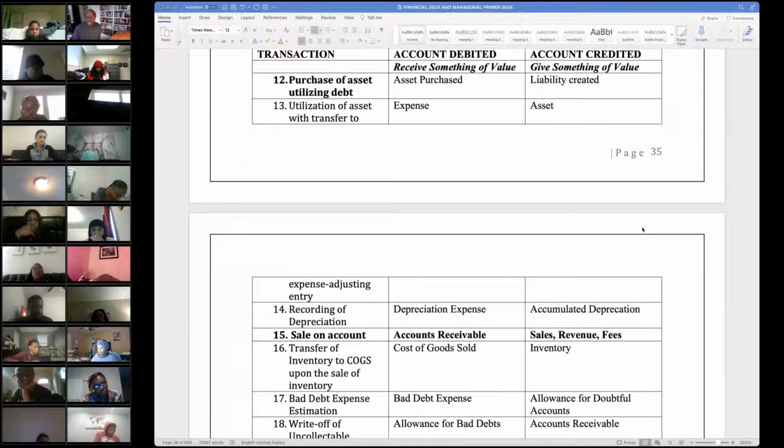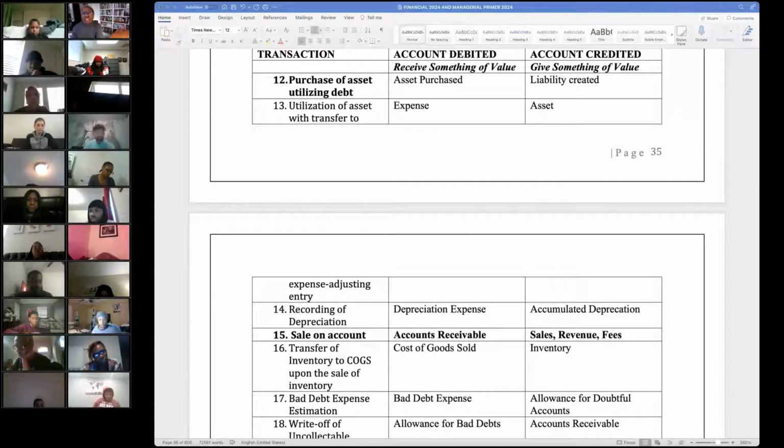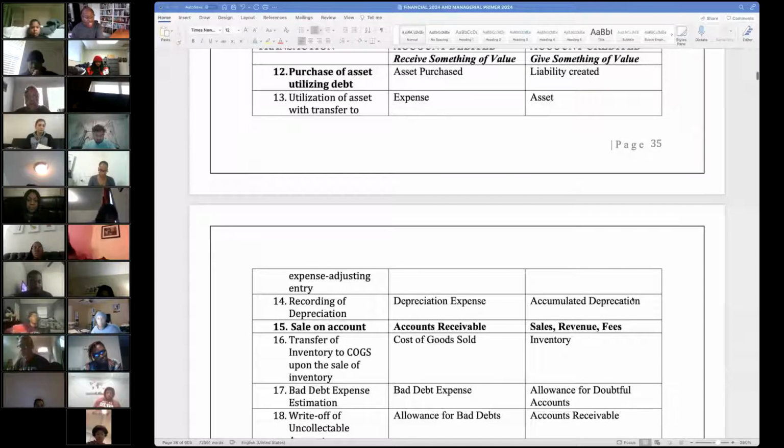Are there any questions on the transaction types? Does everyone have their hard copies? Okay.